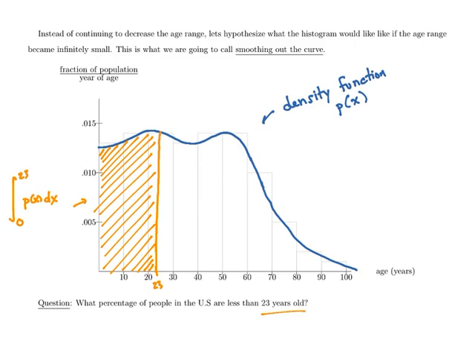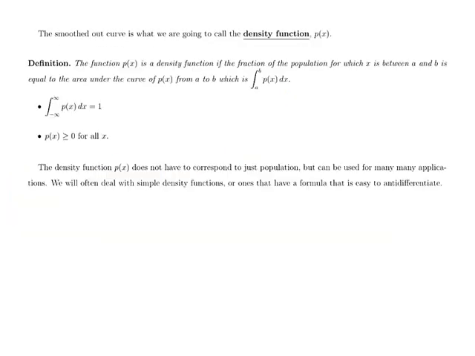So now let's introduce the density function formally. Again, the smoothed out curve is called the density function. We're going to call that p of x. P is going to be standing for probability. That's why we're using this letter here.